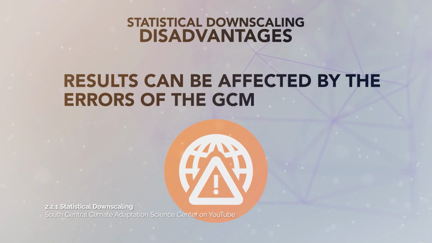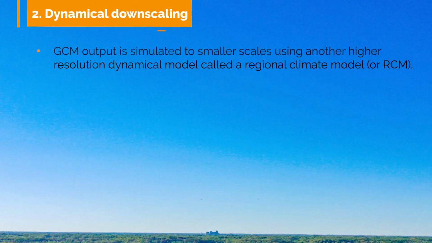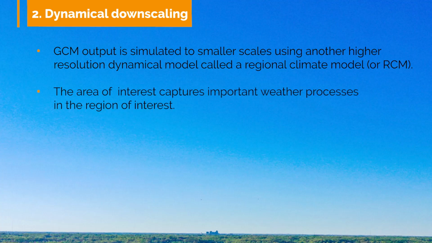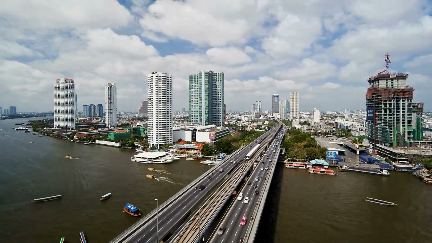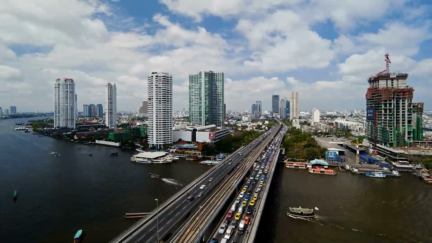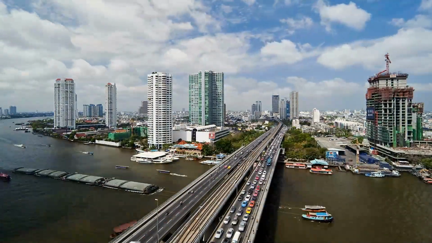If the GCM has errors in a particular region of interest, those errors can spread to the results of the statistical downscaling. Dynamical downscaling is a method where GCM output is simulated to smaller scales using another higher resolution dynamical model called a regional climate model, or RCM. The regional model for the area of interest is chosen such that it is large enough to capture important weather processes in the region of interest, while ensuring that this region of interest is far enough from the boundaries of the model. For example, if you're interested in the future climate of Bangkok, you might choose a regional model domain which also encompasses other provinces connected with Bangkok.